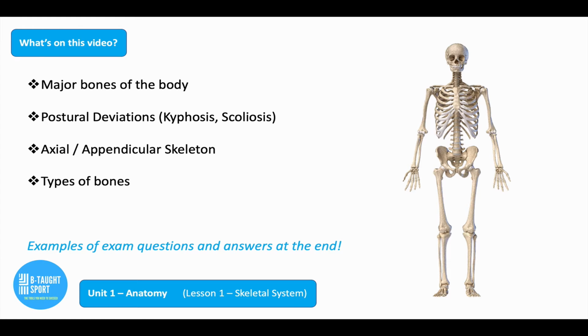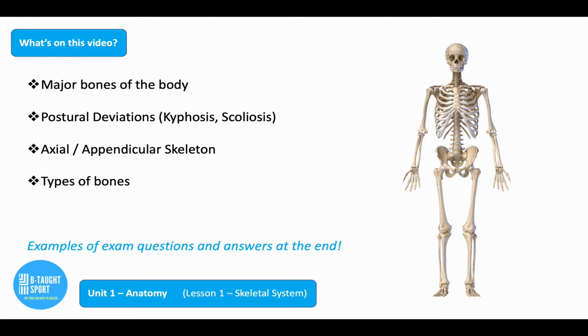Now, what is on this video specifically? We're going to look at 4 different parts today. Firstly is the major bones of the body. Secondly is the postural deviations such as kyphosis and scoliosis. Then we're going to look at the axial and appendicular skeleton, and lastly types of bones. I'll finish the screencast by looking at a couple of exam questions for you guys to work on at the end.